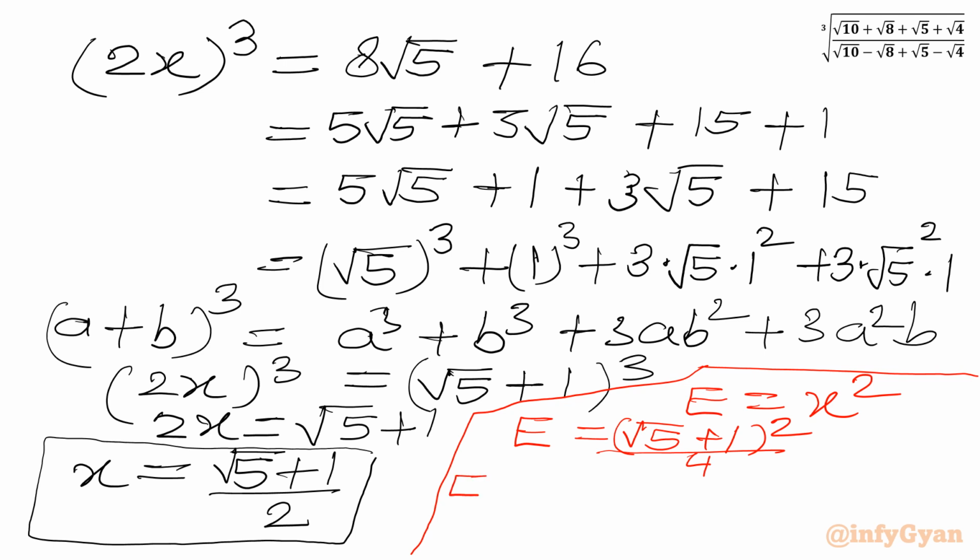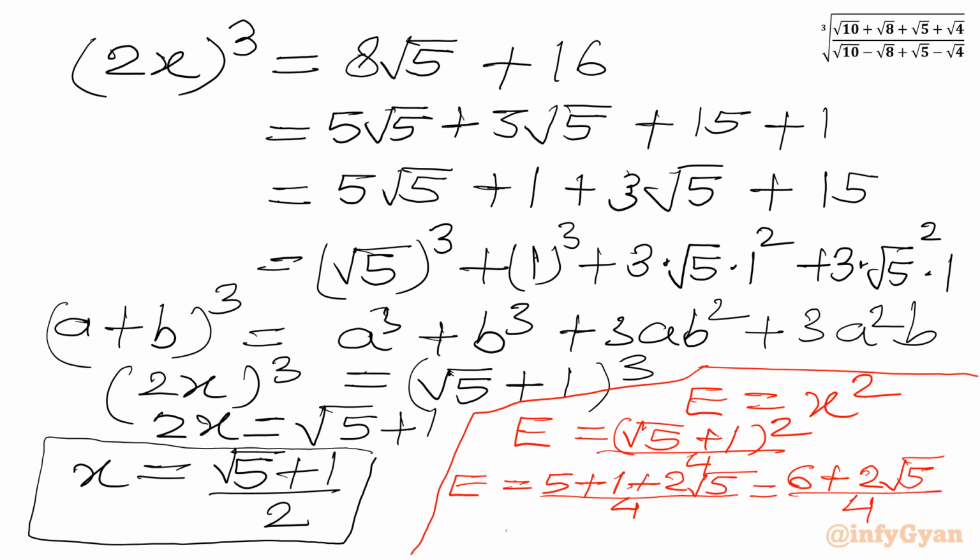Now I can write E will be equal to (a plus b) whole square. So a squared is 5, b squared is 1, plus 2 root 5, over 4. So 6 plus 2 root 5 over 4. So we will get our final answer, expression E equal to (3 plus root 5) over 2. This is our final answer.